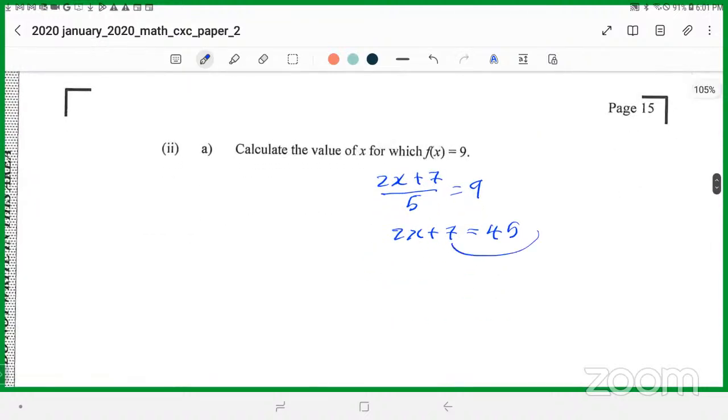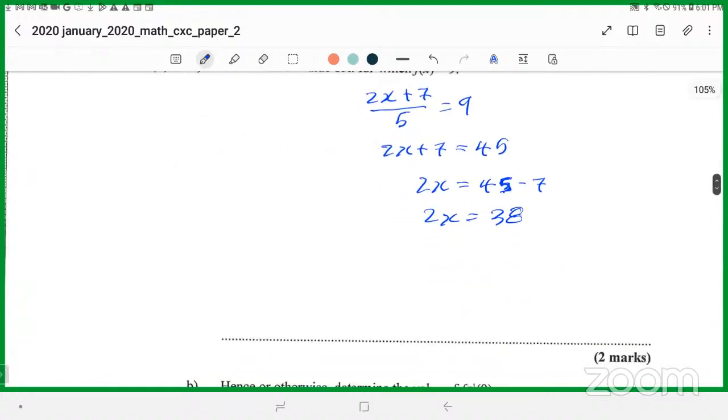Then we're going to subtract the 7. We're going to get 2x equals 45 minus 7. How much is that? 39? No, I'm correct, 38. Subtract 5 first, you get 40, and then subtract 2 more, you get 38. Right? Yes. Then we're going to divide both sides by 2. We're going to get 19. So the x is going to be equal to 19.